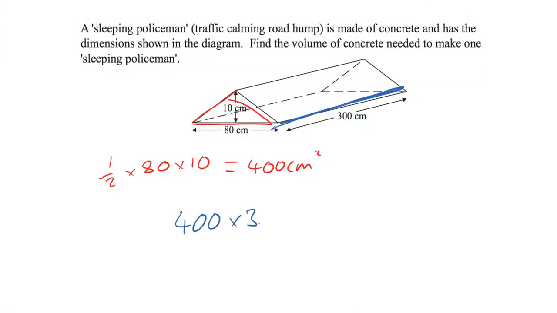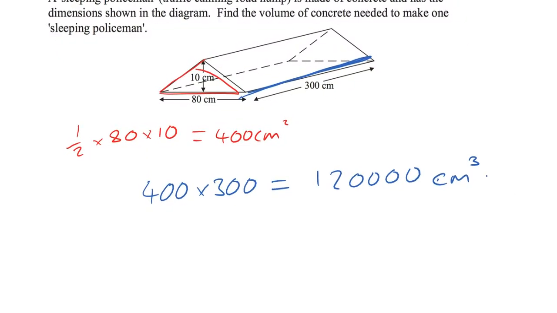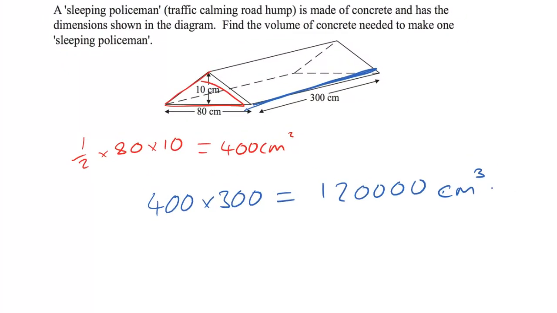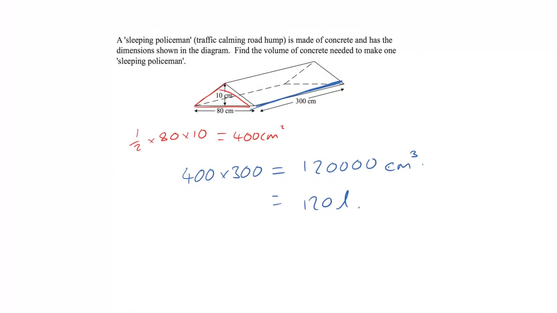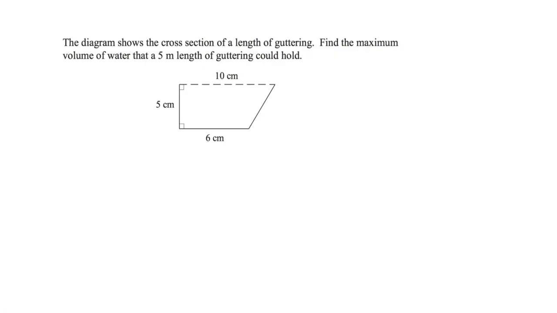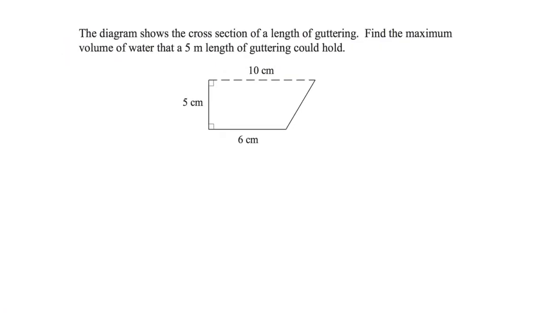So we're going to do 400 multiplied by 300. That is going to be 120,000 centimeters cubed. Again, if we want volume of concrete, concrete is poured, so we're thinking about capacity here. Let's change that to liters, so we'll divide it by 1,000. It's 120 liters of concrete if we're thinking of it in those terms. Either answer is fine.